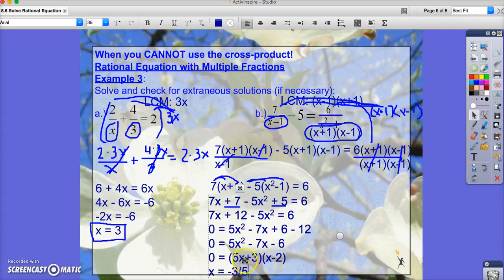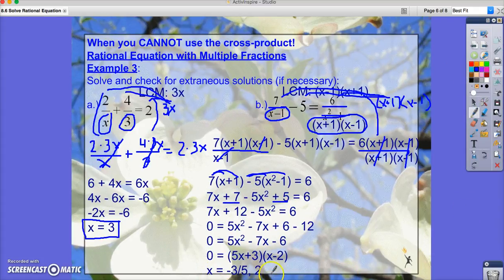Make sure this is a two-step equation. By now you should be able to solve that. And then 2. So here are my two solutions. Now it says to solve for extraneous solutions if necessary. When you have two solutions, you have to check them both out.